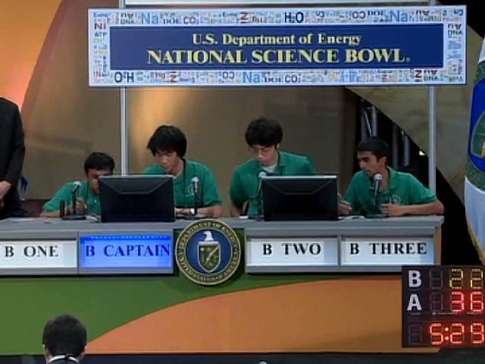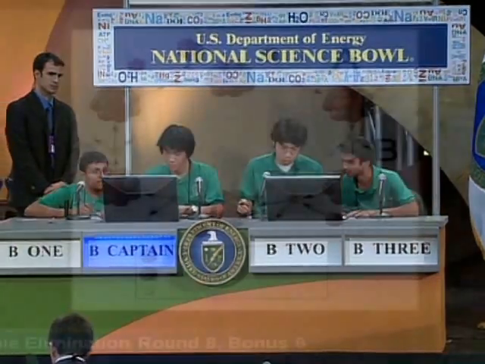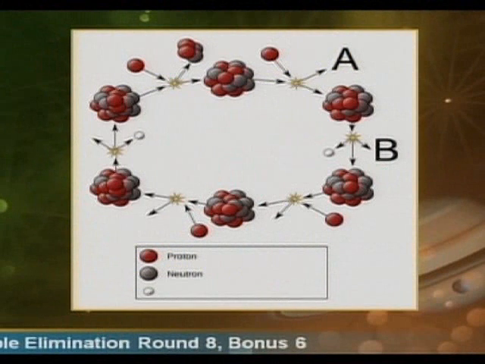Your bonus question is visual in astronomy, and it's short answer. Answer the following 3 questions. 1. What is the most common name for this stellar process? 2. What do the letters A and B represent respectively? And 3. What does a small white round ball represent that is emitted in 2 of the steps and shown in a legend?